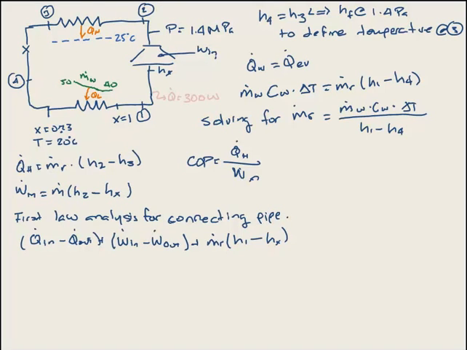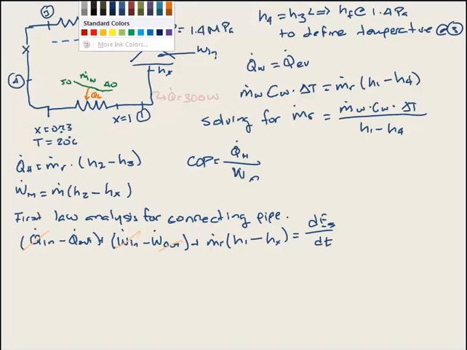So for this analysis we notice that we don't have any Q in, we don't have work in or work out since it's just a pipe, and I forgot the second term, which is the change of energy with respect to time. And we know that this number is also 0. So at the end, we can solve for Hx.